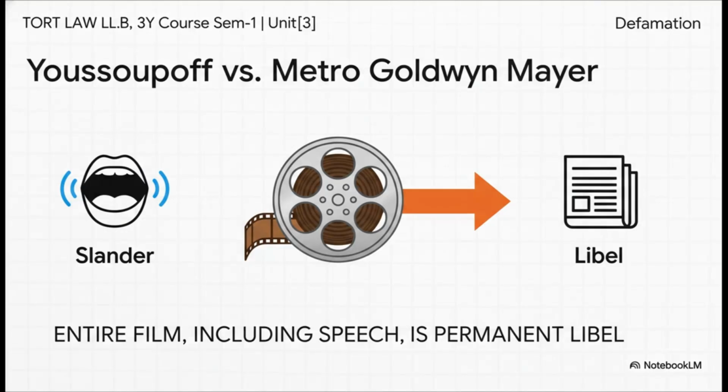A fascinating legal question arose in the age of cinema in the case of Yusupov versus Metro-Goldwyn-Mayer Pictures Limited, 1934, 50 TLR 581 CA. A Russian princess sued the film studio, alleging a character in a film defamed her. The legal issue was whether a talking film constituted permanent libel or transient slander. The court ruled that the speech in a film is an inseparable part of a permanent record intended for exhibition. Therefore, the entire film, including its synchronized speech, constitutes libel.